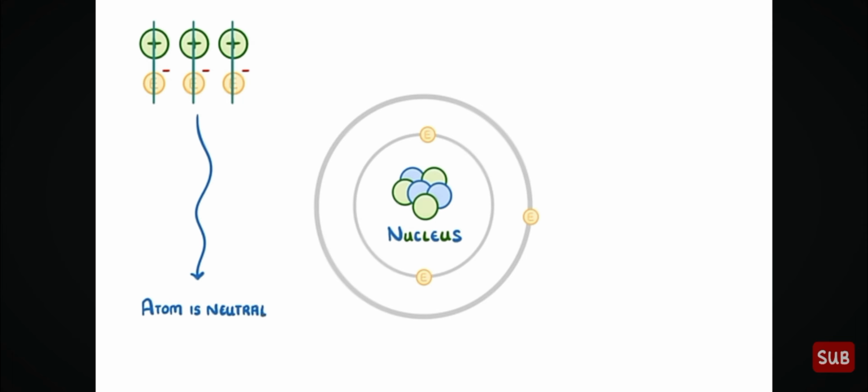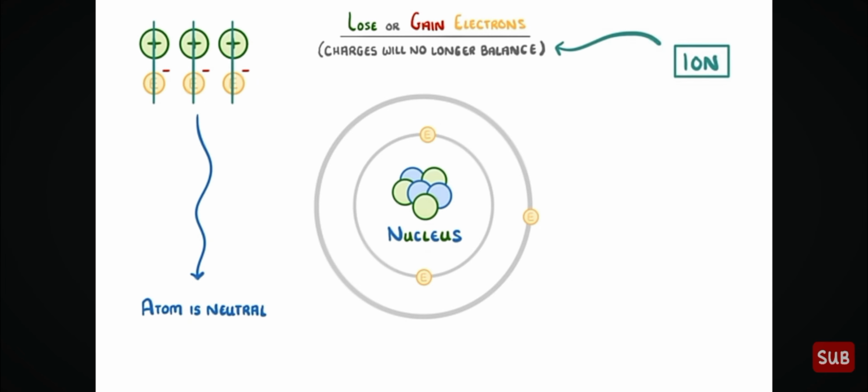In this atom that we've drawn, we have 3 protons in the nucleus, and 3 electrons orbiting it. Because the number of protons and electrons is equal, the positive and negative charges balance out, and so overall, the atom is neutral. Atoms can lose or gain electrons though, in which case the charges would no longer balance, and the overall atom would become charged. When this happens, we stop calling it an atom, and instead call it an ion.